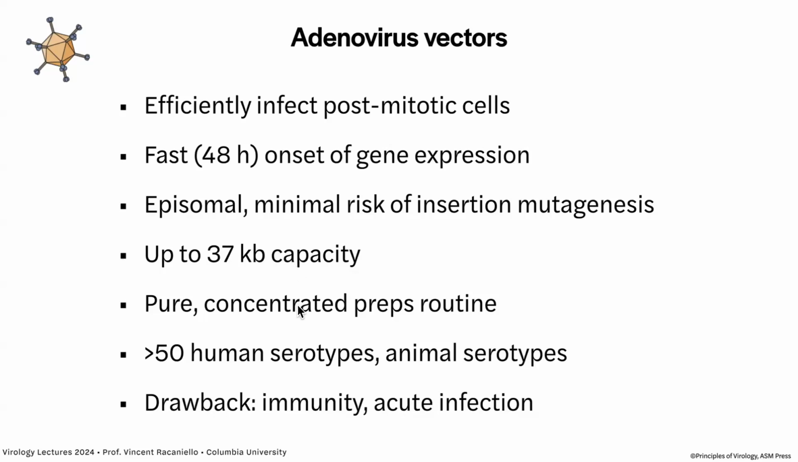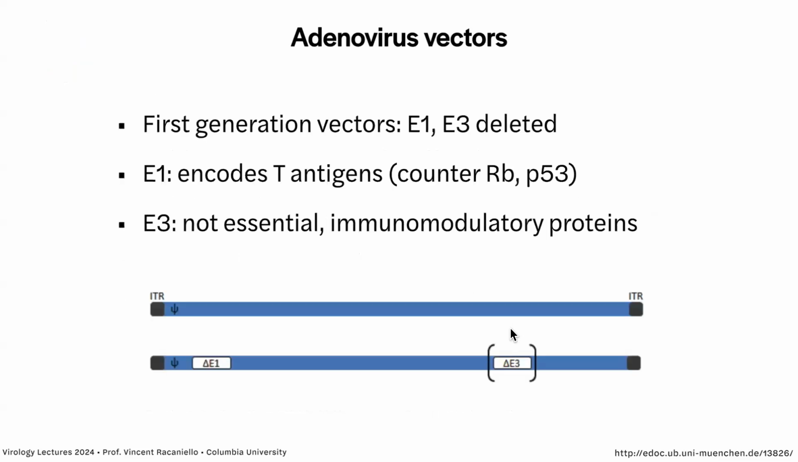Big capacity, easy to make pure concentrated preps, lots of human and animal serotypes, but the drawbacks are you make antibodies to it, and this is an acute infection. So if you need a protein made for a short period of time, say in a vaccine, this is great, but not if you need persistent expression. The very first generation adenovirus vectors were E1 and E3 deleted. So the first line here in blue is the wild-type adenovirus genome, DNA represented as a bar with the inverted terminal repeats, the packaging sequence on the left.